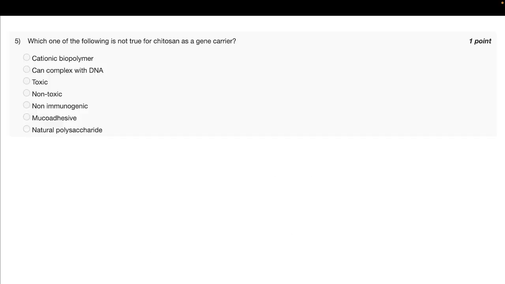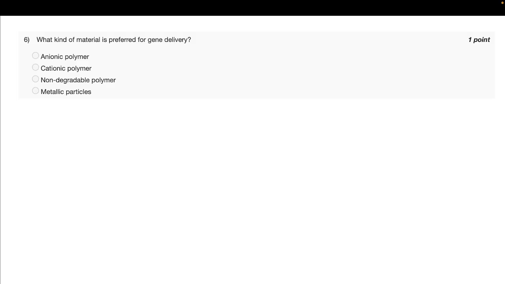Next, which one of the following is not true for chitosan as a gene carrier? You would like to answer this? It is a cationic biopolymer. It can complex with DNA. The correct answer is toxic, because chitosan is actually not toxic. That is why it's very biocompatible. It is a natural biocompatible biopolymer, a very biocompatible non-immunogenic biopolymer. That's why the correct answer is toxic. Clear? Yes.